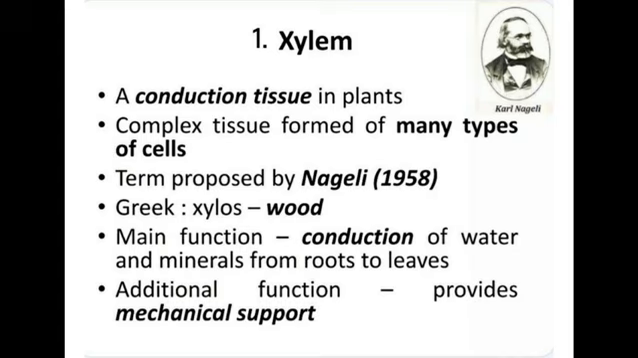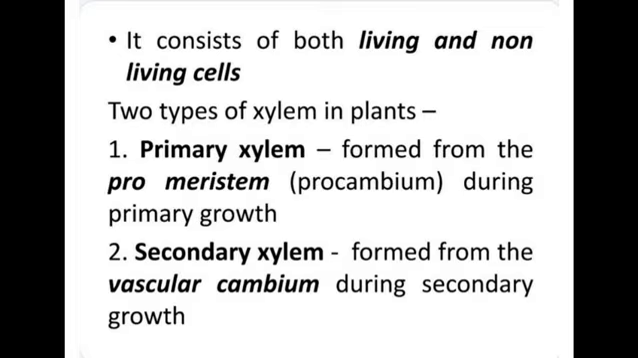Xylem, a conduction tissue in plants. Complex tissue formed of many types of cells. Term proposed by Nageli in 1858. In Greek, xylos means wood. Main function: conduction of water and minerals from roots to leaves. Additional function: provides mechanical support. It consists of both living and non-living cells.